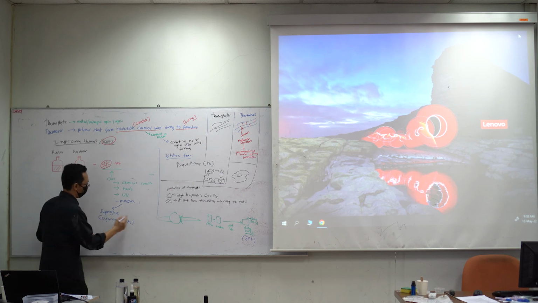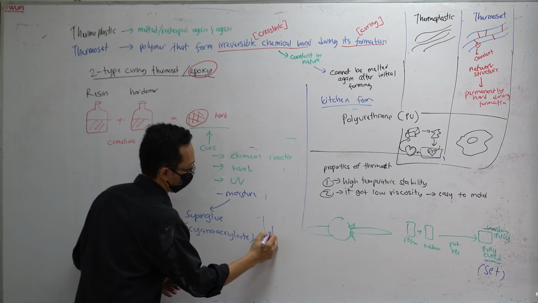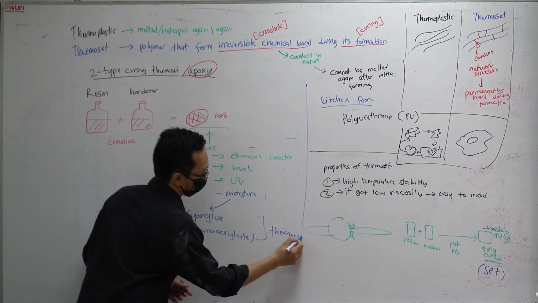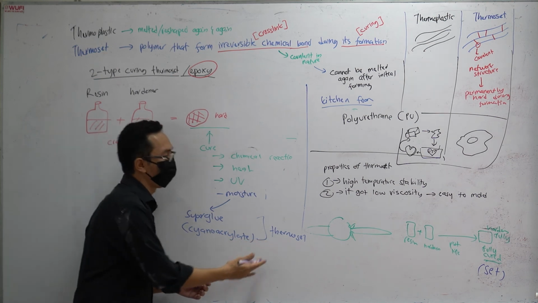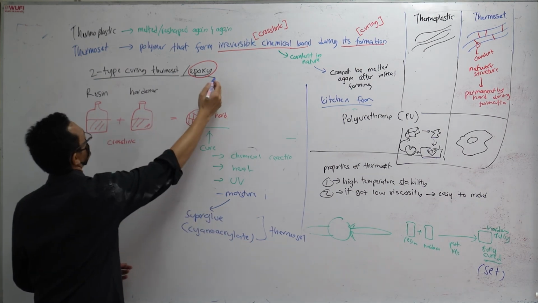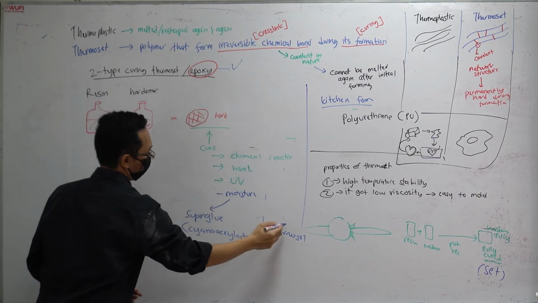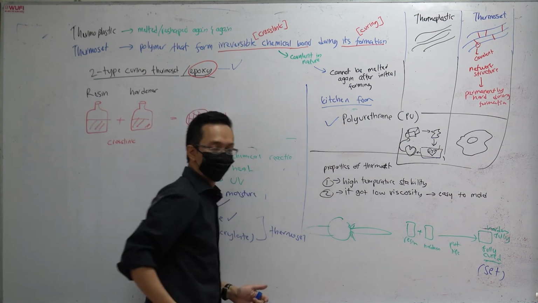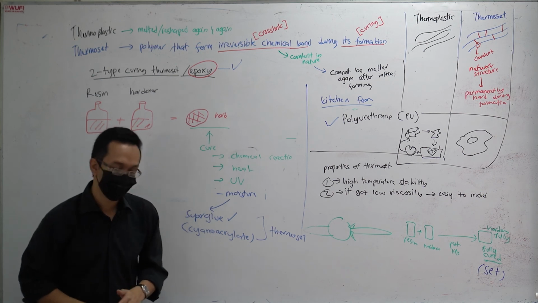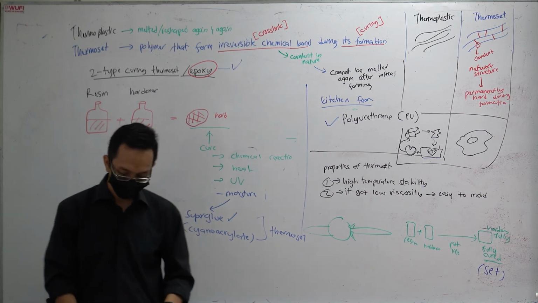So this is also thermoset. This also thermoset. Thermoset. So how many examples of thermoset do we see? We see super glue. We see the epoxy, and also the polyurethane. So 3 examples of what we call thermoset.